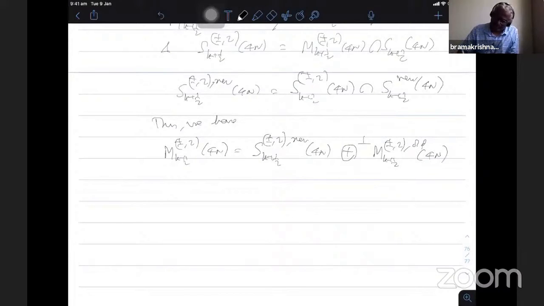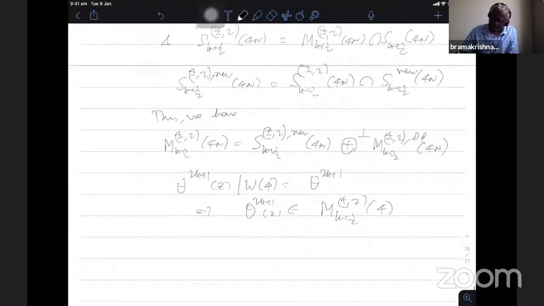So now we already observed that theta^{2k+1}(-1/(4z)) with the W_4 action is theta^{2k+1}. This implies theta^{2k+1}(z) belongs to M_{k+1/2}^{+}(4). Now we prove the following theorem. So that is the main result today.